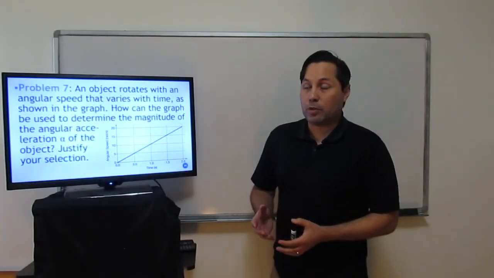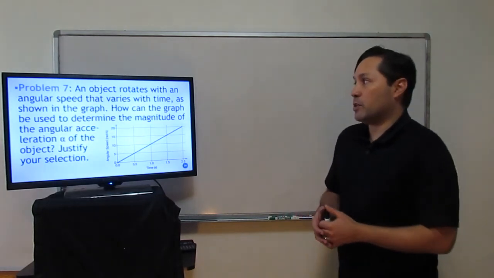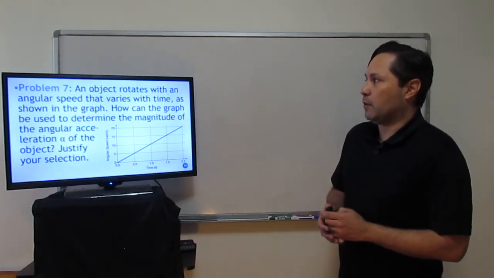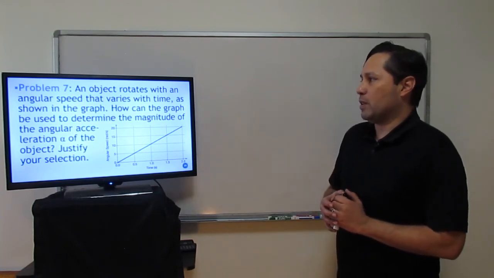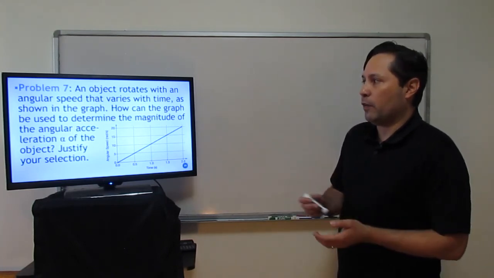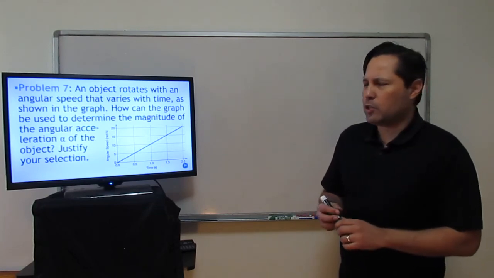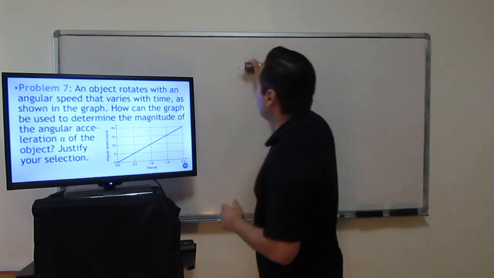Up next, let's take a look at problem 7. They tell you the following. It says an object rotates with an angular speed that varies with time, as shown in the graph here. How can the graph be used to determine the magnitude of the angular acceleration, alpha, of the object and justify your selection?